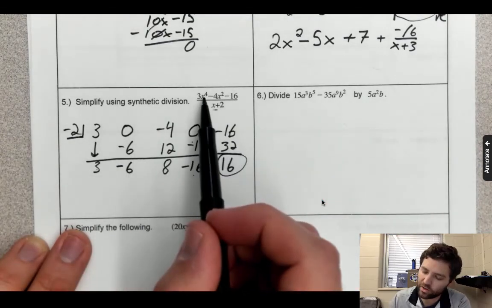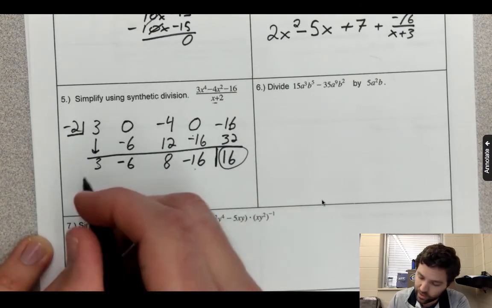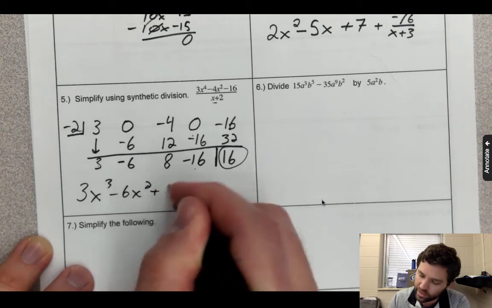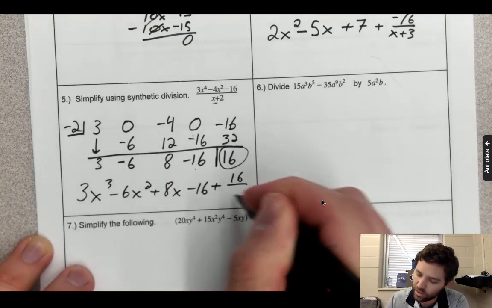So if it started off as a fourth power polynomial, when I divide once, it'll be down to a third power polynomial. So my final answer is 3x cubed minus 6x squared plus 8x minus 16 plus 16 over x plus 2.